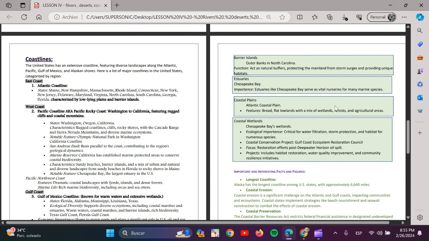Let's go to the coastal plain. We have the Atlantic coastal plain. Broad flatland with a mix of wetland, forest, and agricultural areas. And the last classification we have, again, the Chesapeake Bay wetlands. It was here because it has ecological importance, conservation projects, a lot of projects for restoration efforts after the Deepwater Horizon oil spill.